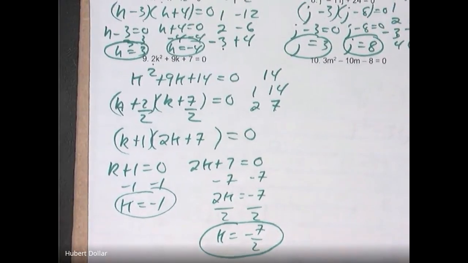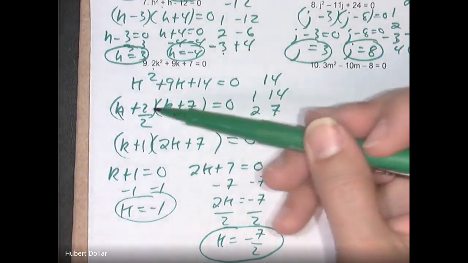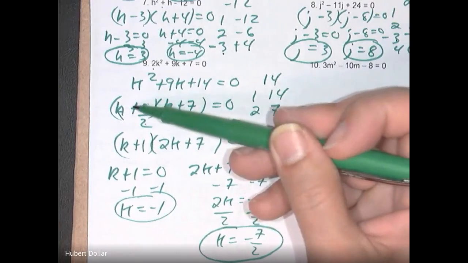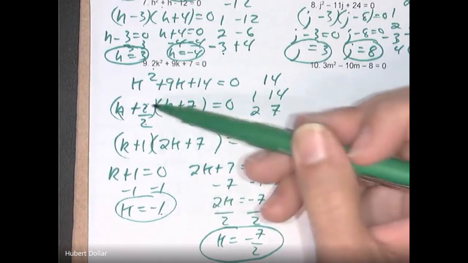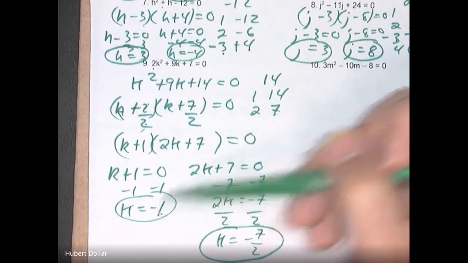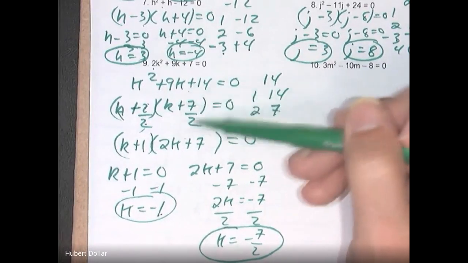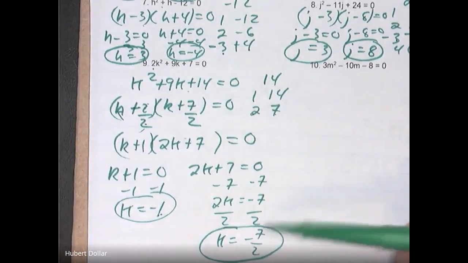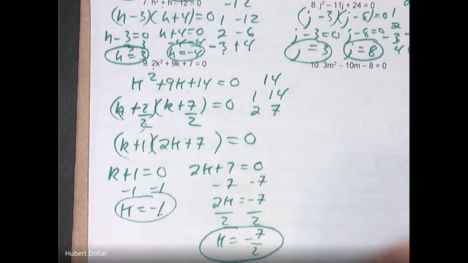For the advanced students, notice here that 2 divided by 2 is 1. That's a positive. It became negative. So the opposite of a positive 1 is a negative 1. The opposite of a positive 7 halves is a negative 7 halves. And when you're solving, that's the shortcut you can take.